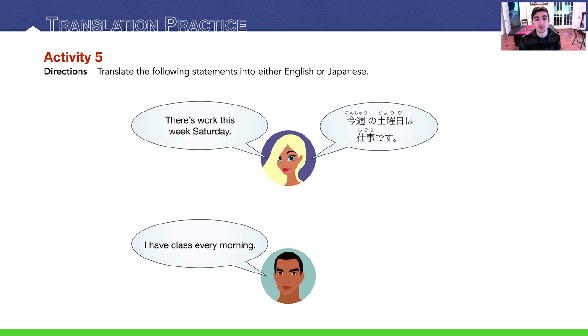There's really a number of ways you could translate this. You could also say, there's work on Saturday of this week. Or you could say, this week, Saturday, is work. As long as you connect this week and Saturday and work, you're fine. Bottom guy says, I have class every morning. In Japanese, you could say, 毎朝は授業です。You could also say, 授業は毎朝です。But I think, 毎朝は授業です。That's fine, I think.